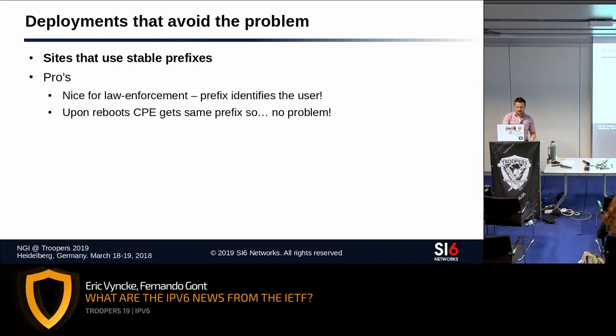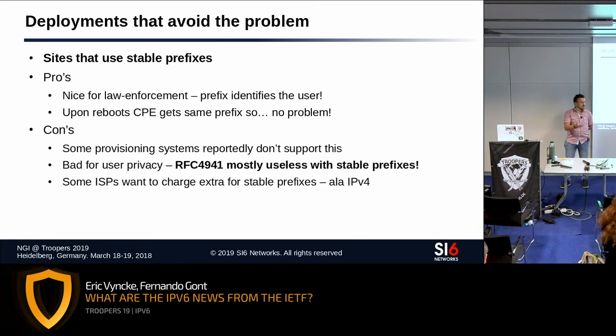Now, there are some pros and cons for that. On one hand, for law enforcement, it might be nice to give users stable prefixes because it's easier to identify the user. Maybe not for user privacy, okay? I guess it's the same thing with IPv4, that if you want a stable address, you have to pay extra. So whatever the reason, at the end of the day, there are deployment scenarios in which you do get dynamic prefixes, okay?